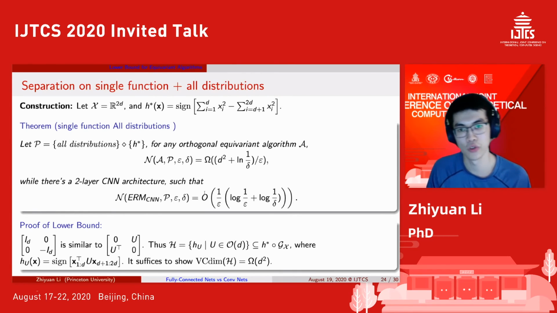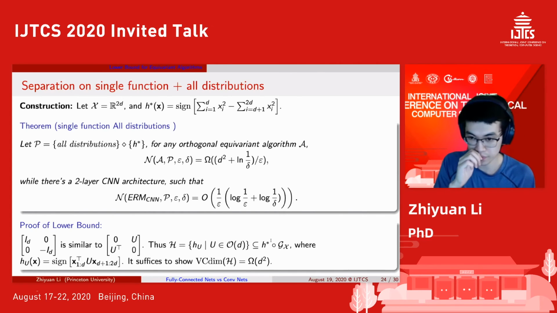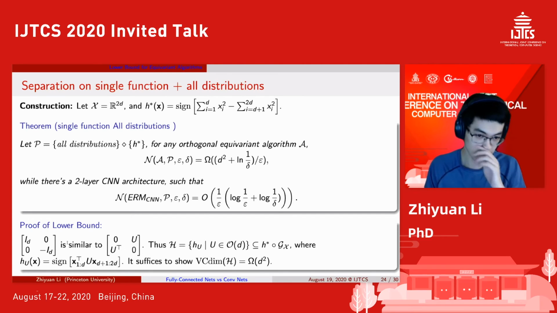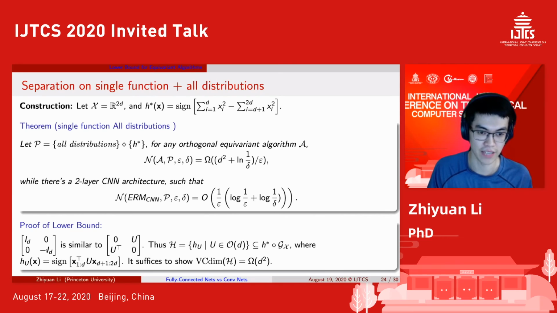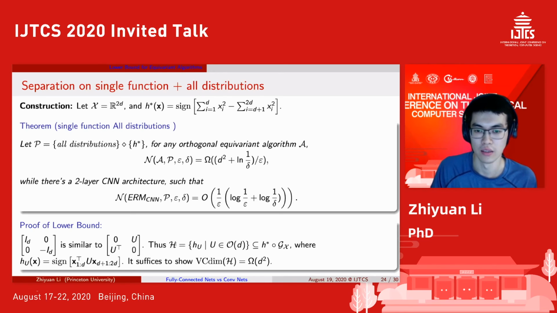So it turns out we just need to prove the sample complexity lower bound for a subclass of this function class, achieved by applying GX on this single H star. So recall that GX is all possible orthogonal matrices. Since this identity minus identity matrix is similar to this block matrix U transpose U, this capital H is indeed a subclass of this H star GX, which is defined in this way. And therefore, it suffices to show that the VC dimension of this H is omega d squared.